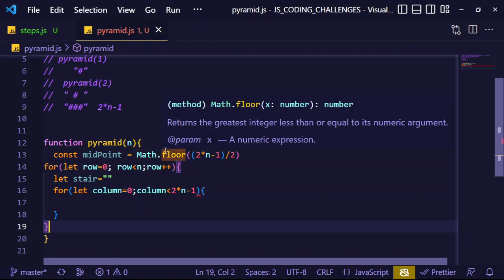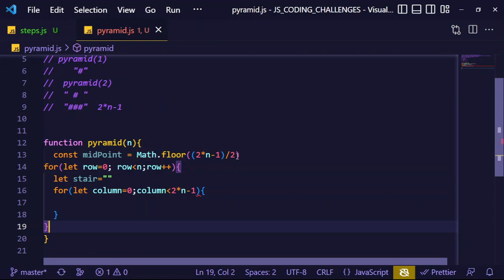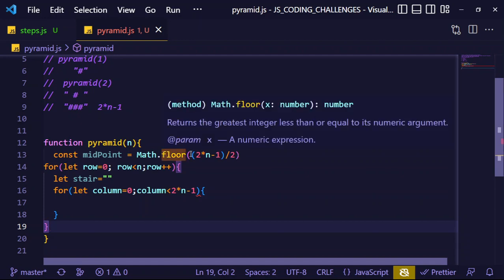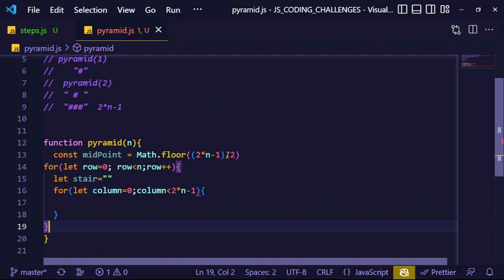So what does Math.floor do? Math.floor takes the output here and rounds it, in case we have a decimal point anywhere, down to the nearest whole number. For example, if we look at this example here, n is equal to 2. So 2 times 2 is 4. 4 minus 1 is 3. When it's 3 divided by 2, it's 1.5. So the midpoint here will be 1. It will be 1, it won't be 1.5, right? Okay, so let me complete this.